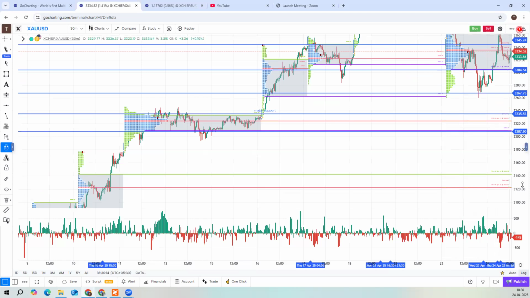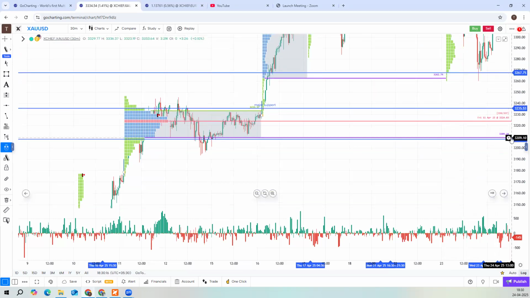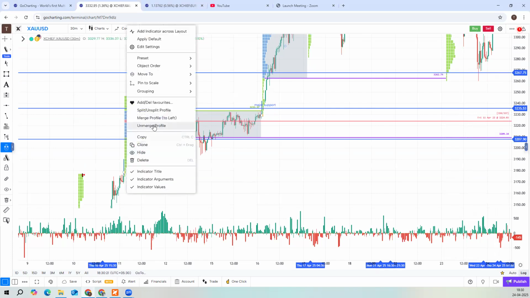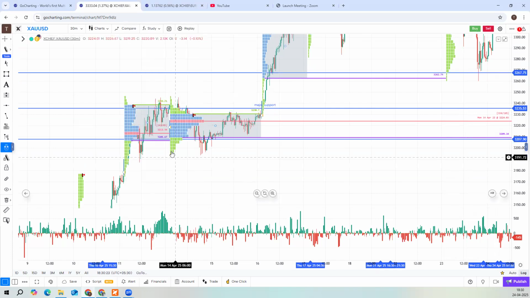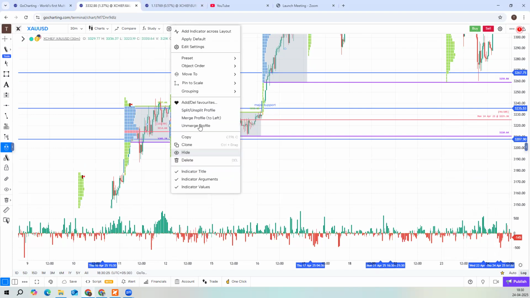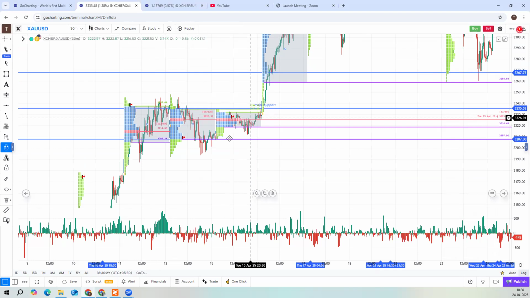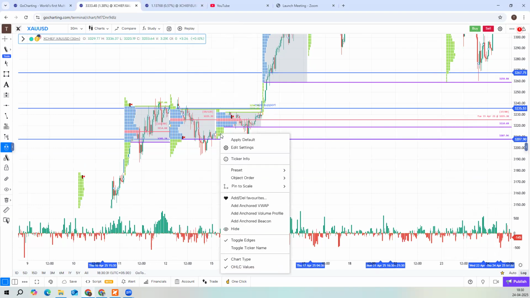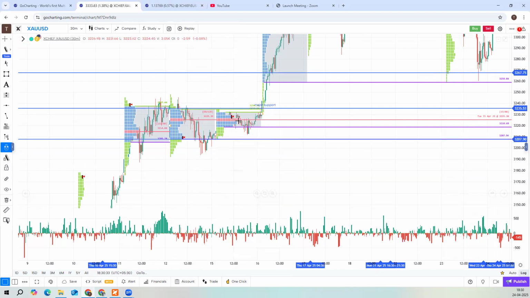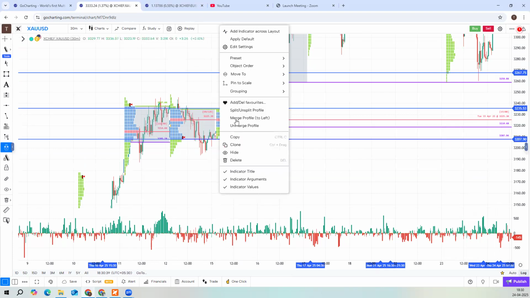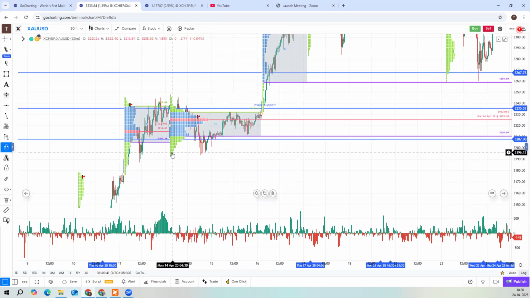Now when you see this area, what I have done is I have merged these profiles. If I unmerge them, after unmerging these profiles, we see there's one more to unmerge. If we unmerge, these are the profiles we are getting. What I have done is I have merged these profiles: I have merged this to the left, and again I have merged this to the left.